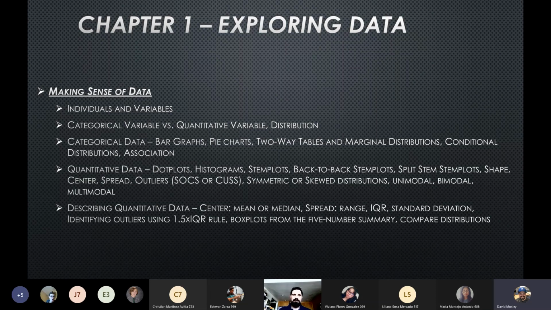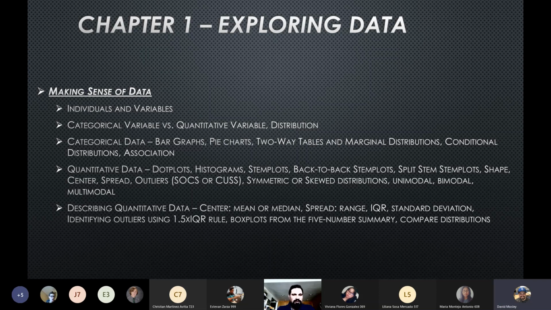Depends on our data. When we describe quantitative data, we want to make sure to describe the center, which can be mean or median, the spread, range, IQR, standard deviation, and identify any possible outliers. It is common to use the 1.5 times IQR rule to confirm whether something is an outlier. There are other rules that we could use, but in our circumstances, the one that's kind of easiest to do is the 1.5 times IQR.